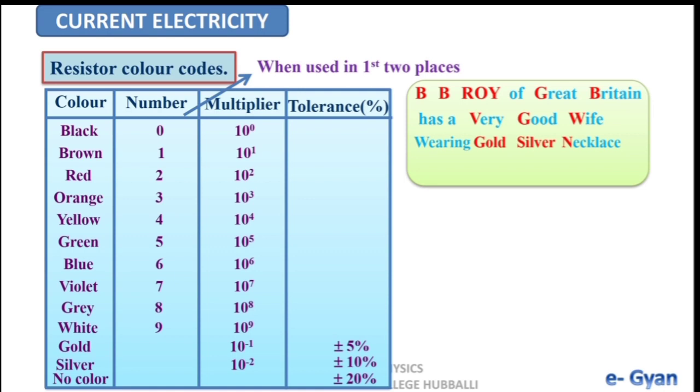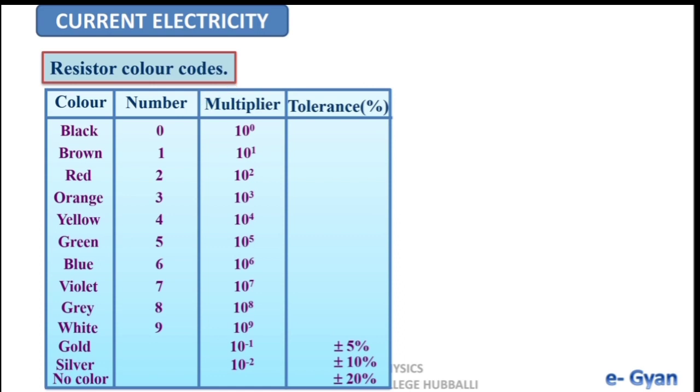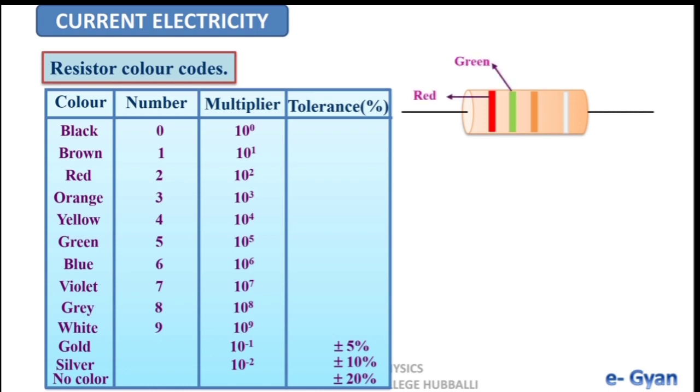Now, I will take an example to understand how to calculate the value of resistance of the color code resistor. This is a carbon color code resistor having 4 bands. First band color is red, second band color is green, third band color is orange, and fourth band color is silver. Now let us try to find the value of resistance of this resistor.